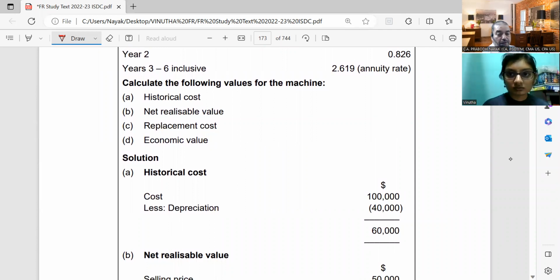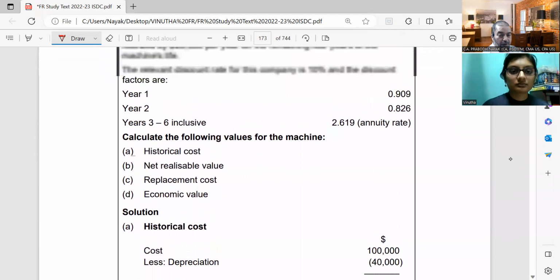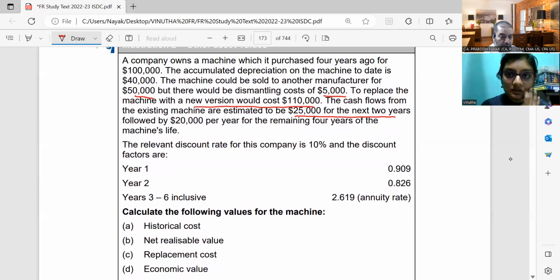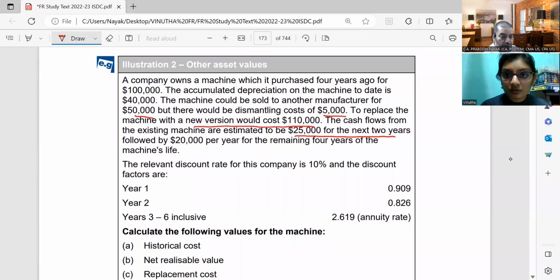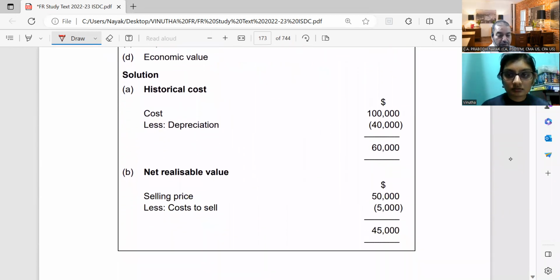What is net realizable value? Net realizable value is selling price minus cost to sell. What is the selling price? The machine could be sold to another manufacturer for $50,000. That is the selling price. And there would be dismantling cost also, 5,000. So that is cost to sell. So 50,000 minus 5,000, 45,000 is your NRV.